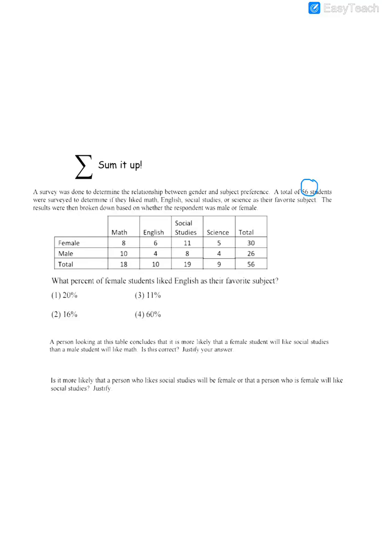So what percent of female students, so that's important because that's going to be my whole. So I have to figure out how many female students there are. So I'm going to add going across with all my females, and there's a 30 as the denominator. And the question says, what's the percent that like English? So I have 6 people like English. If I use my calculator and convert that, you should get 0.2, or you should have gotten 20%.